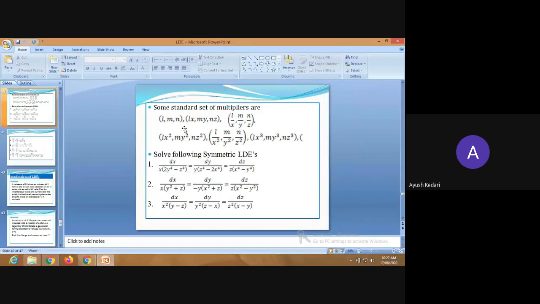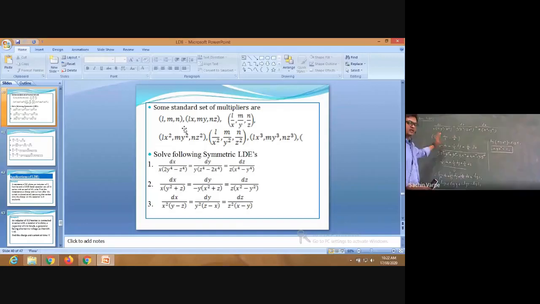Clear? So this is how we have to get the set of multipliers by trial and error only. There is no specific standard method to get these multipliers. So now find the second set of multipliers. Yes, do it fast. Second set of multipliers.